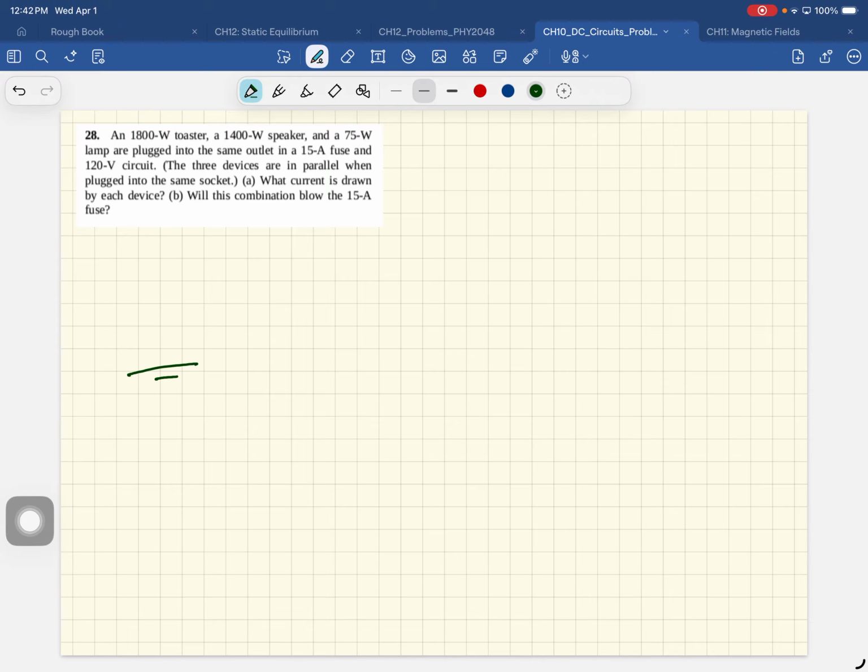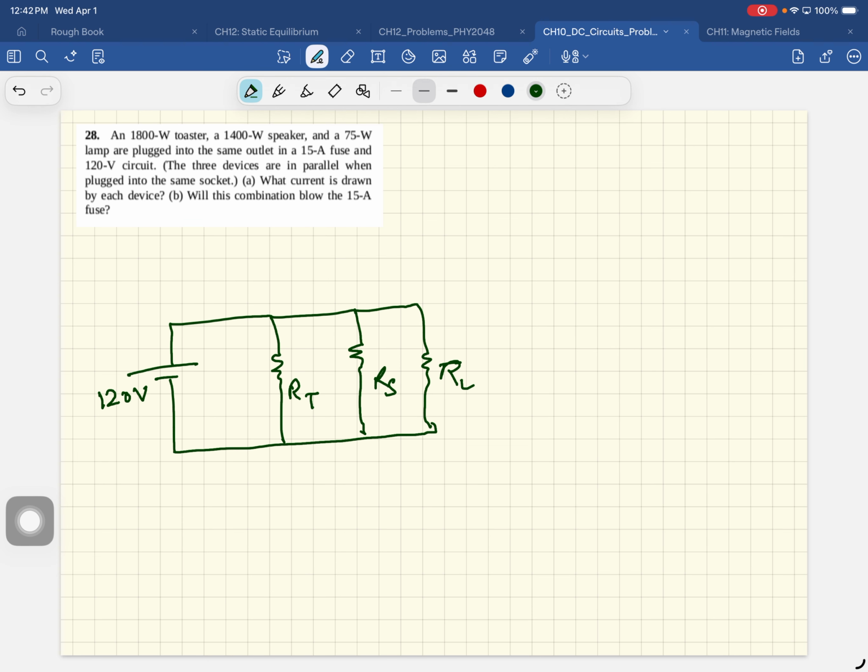Okay, so even though it's AC, we'll draw this voltage as a DC voltage. And we'll draw all loads as resistors, okay? That's how they're behaving. So this is the toaster, this is the speaker, and this is the lamp.